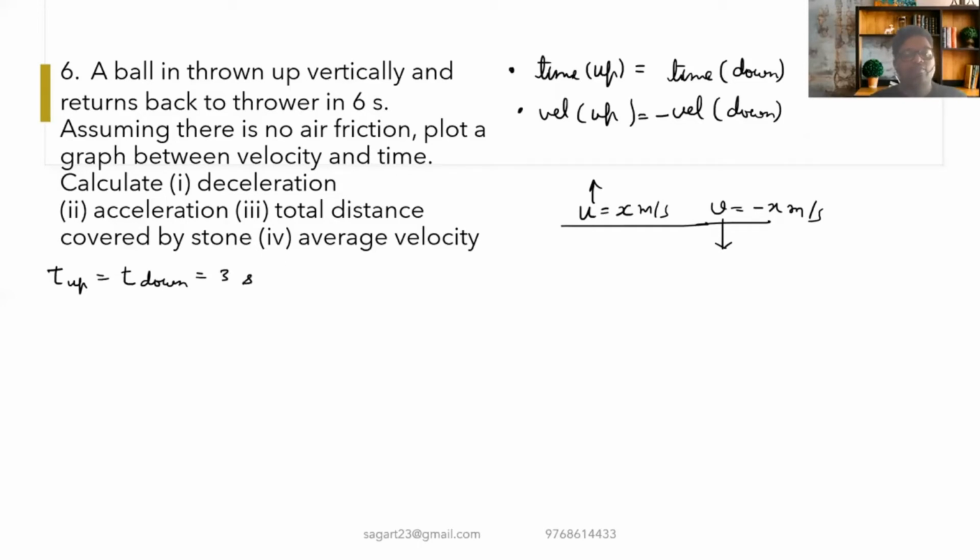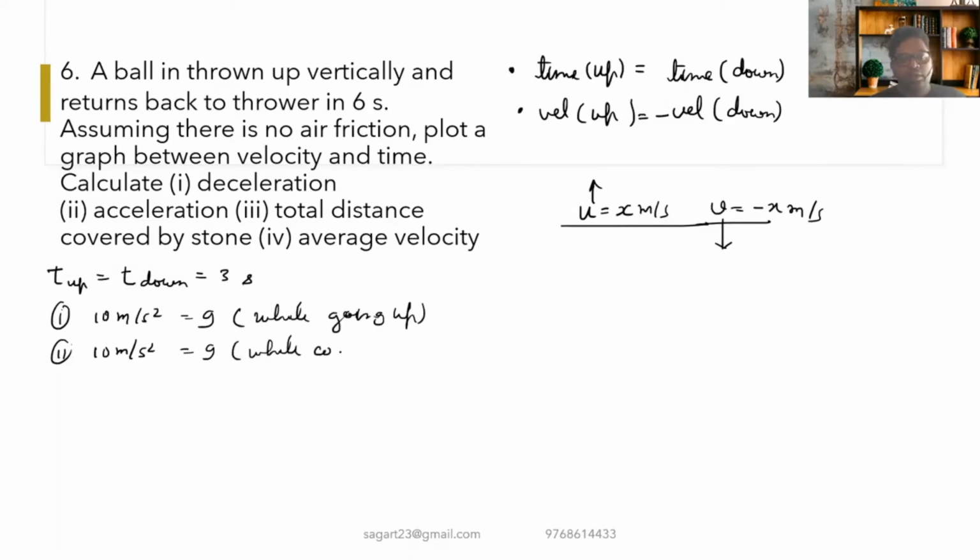3 seconds. Now they want us to calculate deceleration. So deceleration also is 10 meter per second square, that is equal to g. And acceleration is also 10 meter per second square, that is g. Now deceleration is while it is going up and acceleration is while it is coming down.